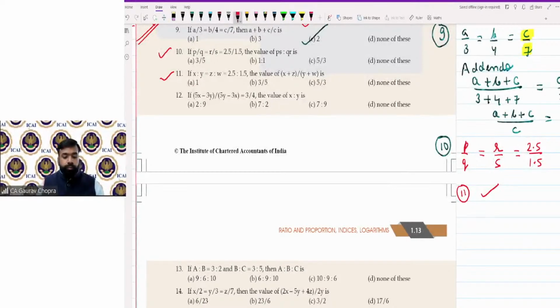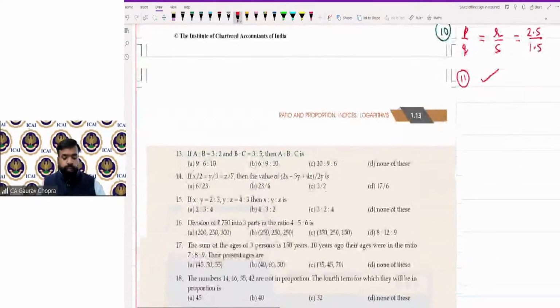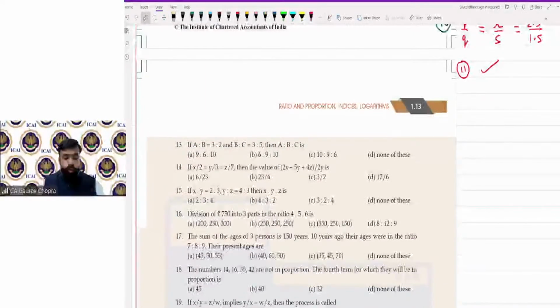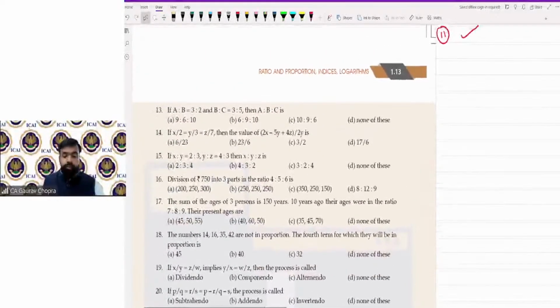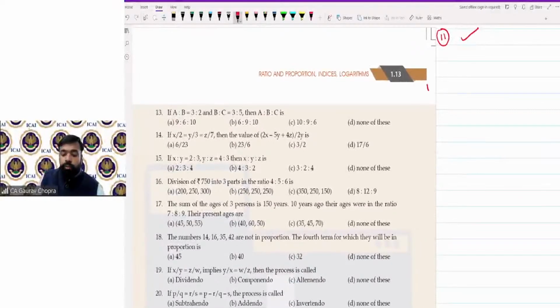Then these are similar questions now. So let's try the 13th one. Question number 13.